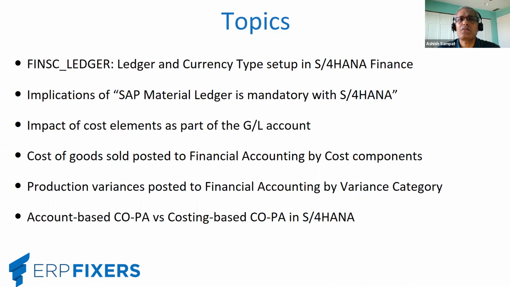The last one we'll look at is the account-based COPA versus costing-based COPA. Again, we are referring to the profitability analysis, with many other changes that have been brought in, including the ability to post COGS and production variances to FI. The account-based COPA has become the preferred feature, and that's something that SAP has recommended for S/4HANA. And if you're already using SAP and costing-based COPA, there may naturally be questions in people's minds around what does it mean to me? How can I migrate easily? So we'll touch upon some aspects of that as well.